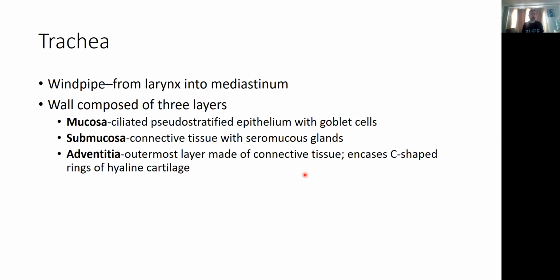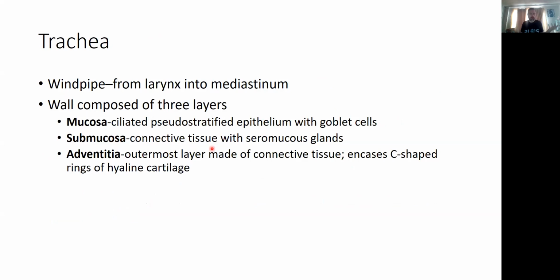From there, we're going to go down into the trachea. This is the quote unquote windpipe. This passes down into the mediastinum. The walls of the trachea are made of 3 different layers of tissue. We have a mucosa. The mucosa here, again, like every other mucous membrane, has pseudostratified epithelium, goblet cells producing mucus. A submucosa in the middle.